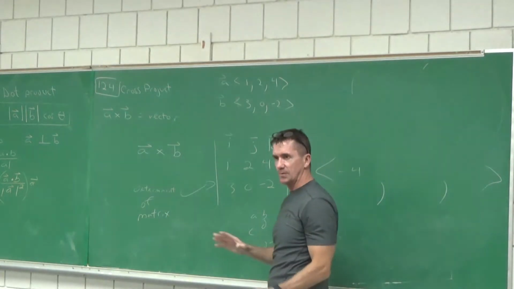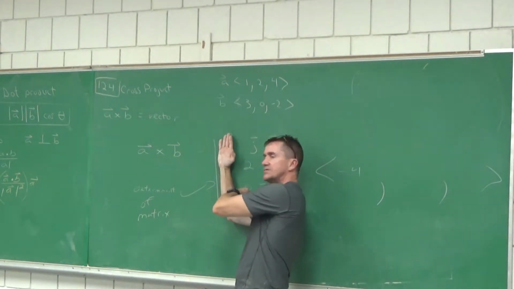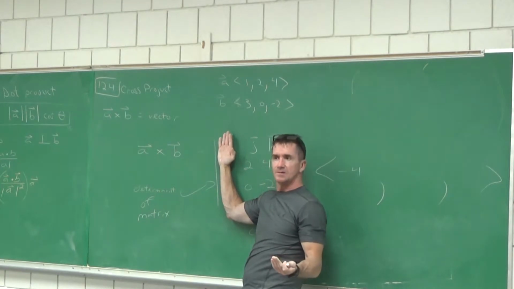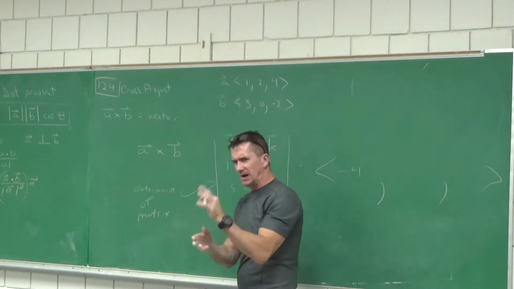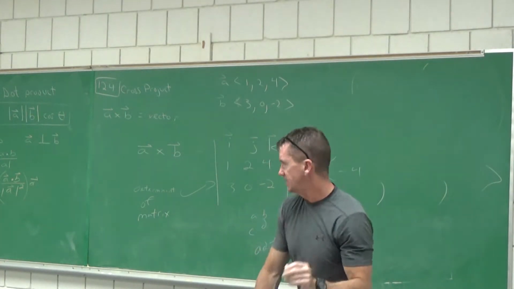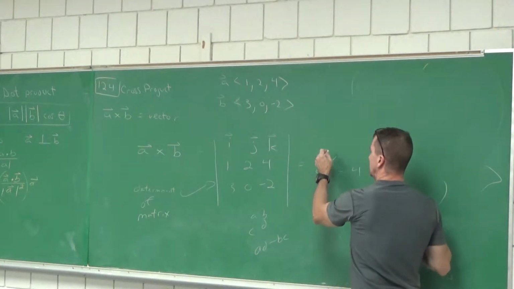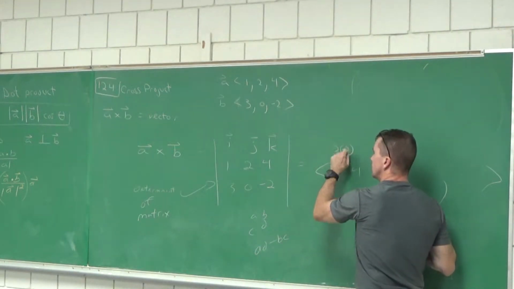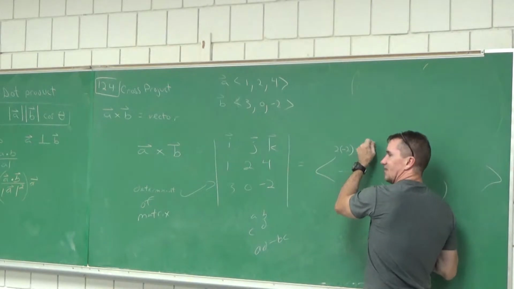I just want to point out what I did. I did 2 times -2 minus 4 times 0. If you want to write that out, somebody might say it's the first time they ever did that. So right here, you might be writing, I did 2 times -2 minus 4 times 0, right?